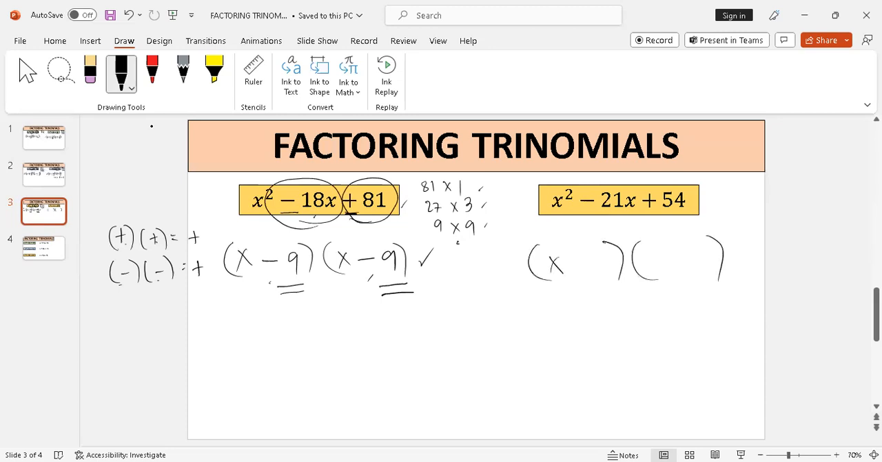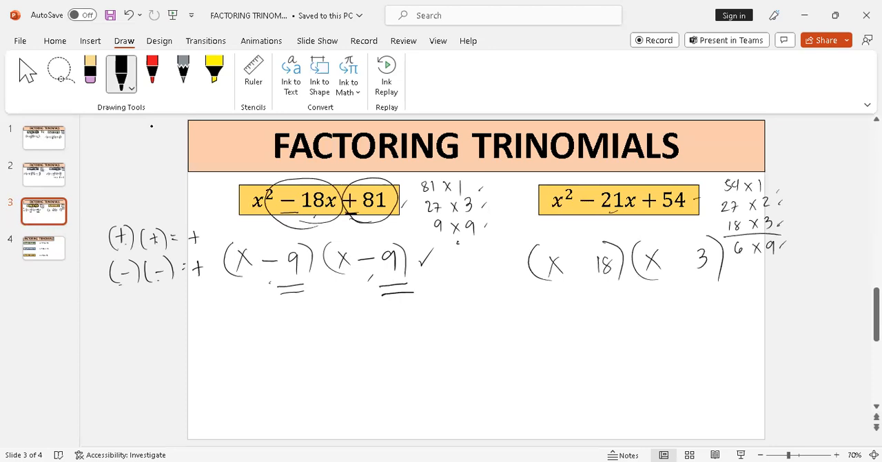Again, the first terms are x. What about the second term? Find all the factors of 54. 54 times 1, 27 times 2, 18 times 3, and then 6 times 9. Alin dito sa apat na pairs na to yung kapag pinag-add or kapag pinag-subtract nyo, ang magiging sagot ay 21? It's 18 and 3.